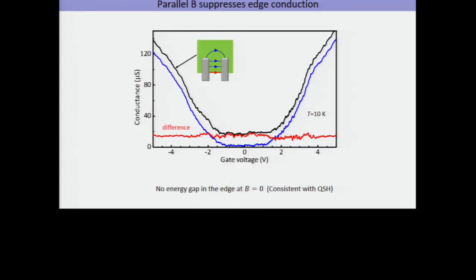Another way that we know this is edge conduction is by applying a magnetic field. These are measurements at 10 Kelvin, so quite a high temperature. And we have this plateau here in the black trace, which is without a magnetic field. When we apply a magnetic field, it basically removes this plateau, okay? And it's switching off the edge conduction. It doesn't affect the bulk conduction.